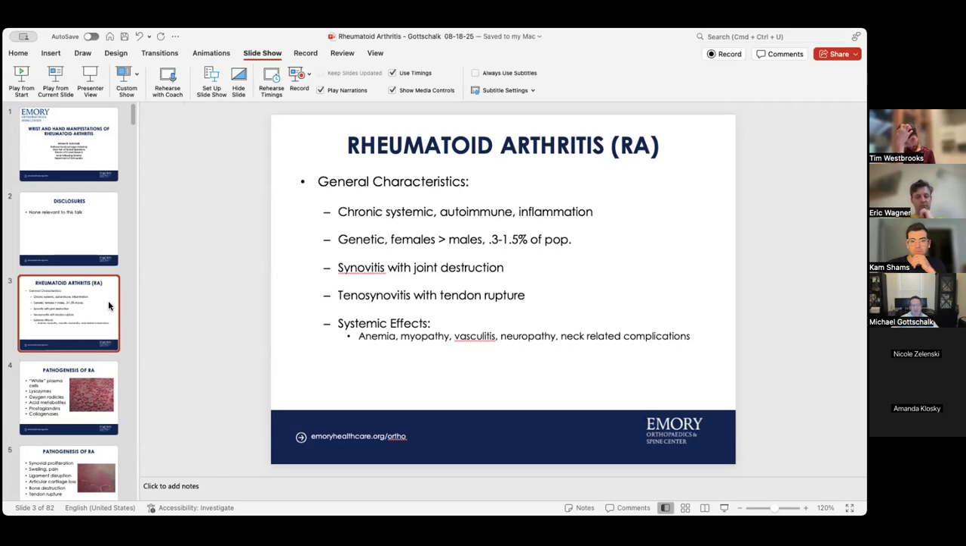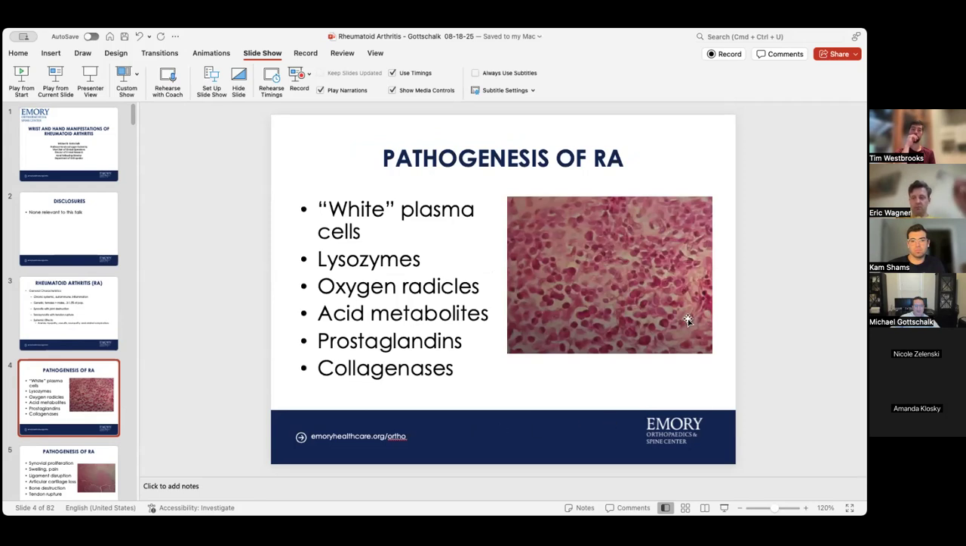And then there are the systemic effects: the anemia, the myopathy, the vasculitis, the neuropathy, and some neck-related complications that you can see in some of the joints there. Some of the pathogenesis of RA, this is when you see the histology of it: the white cells, plasma cells, the lysosomes, if you remember all these, and it's often from the oxygen radicals or free radicals that are being released. This has acid metabolites, prostaglandins, and collagenases that essentially destroy the joint.